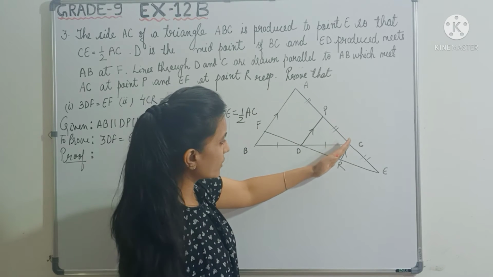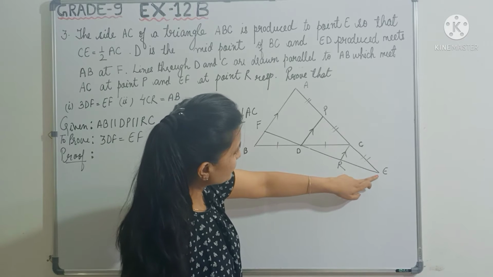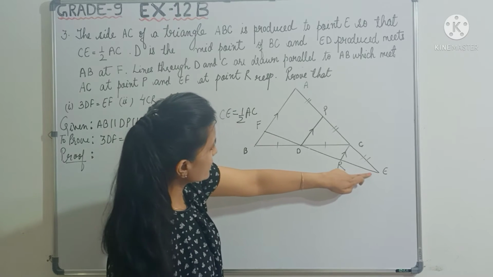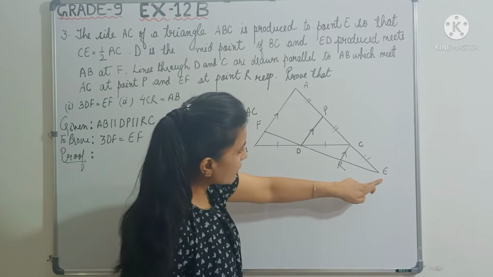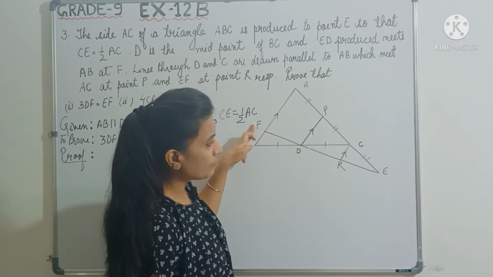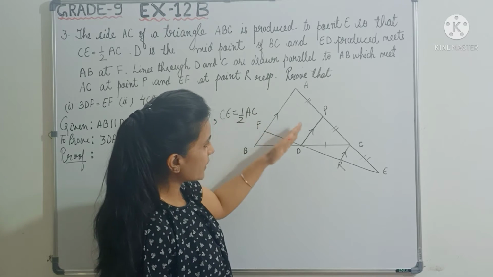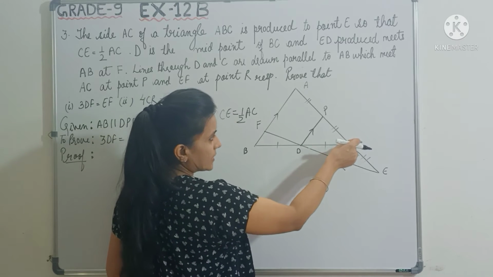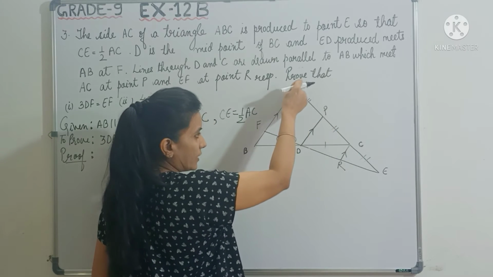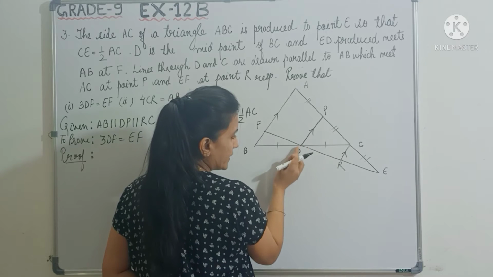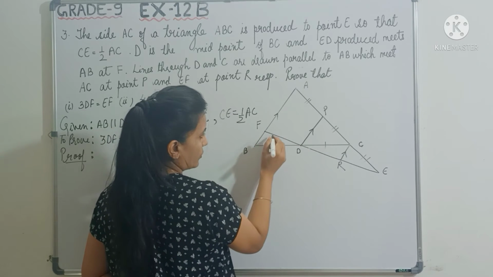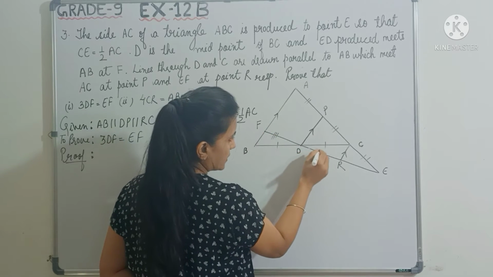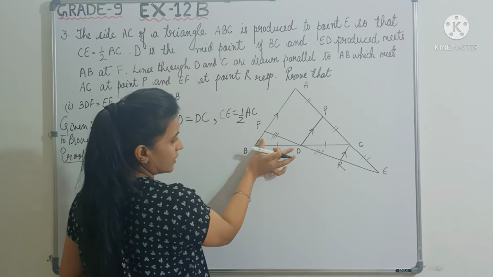It means that even transversal EF will make equal intercepts on these parallel lines. So we can conclude that since CP is equal to PA, therefore RD is equal to DF. Okay, so we can say that these two intercepts are equal.